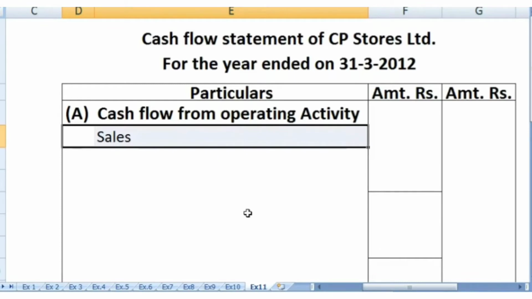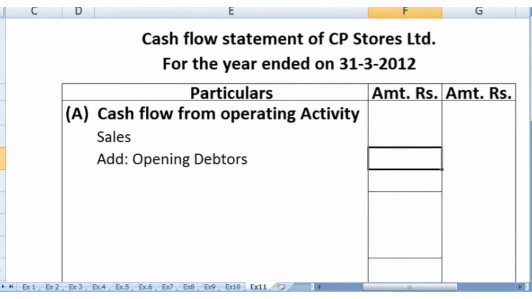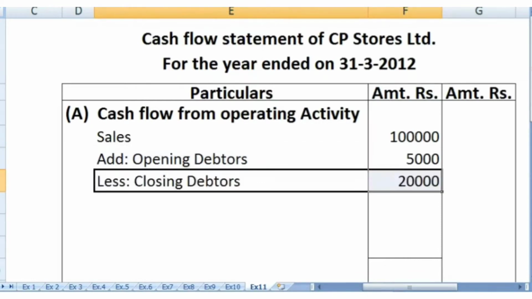Tell me, what is the opening balance of debtors and closing balance? Opening is 5,000 and closing is 20,000. So here opening is added and closing is subtracted. Opening balance is added because during the year you have credit sales of rupees 1 lakh. Opening debtors is 5,000 and closing debtors is given in your balance sheet, that is 20,000.